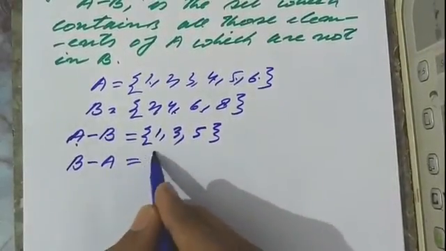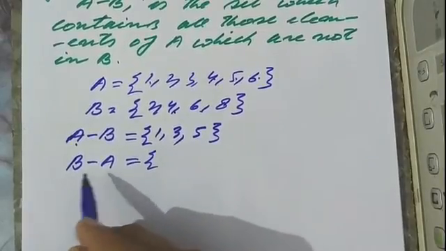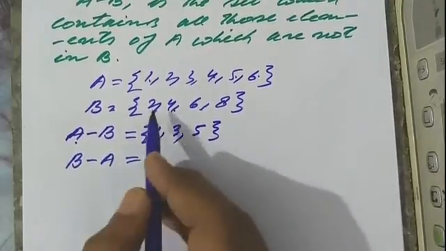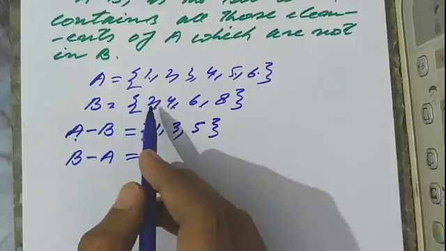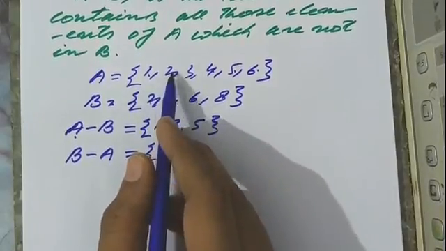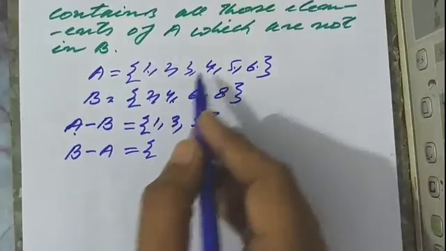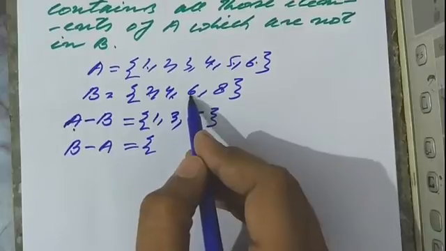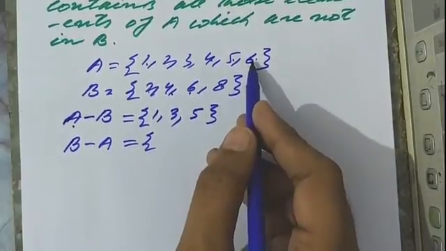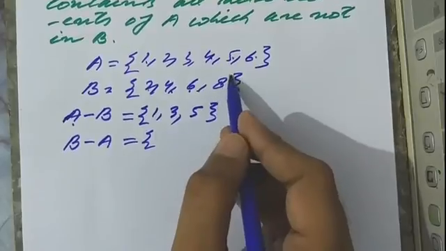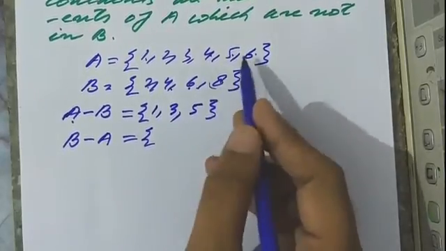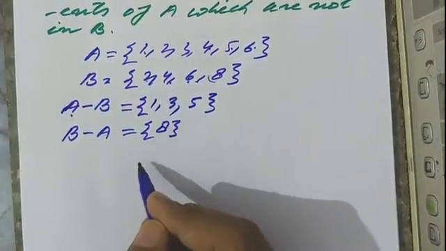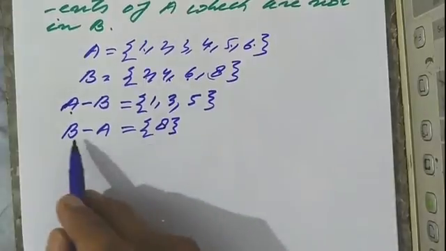Suppose now we have to find B minus A, so we have to check those elements of B which are not contained by A. So first element is 2 which is contained by A, so we have to exclude it. 4 is there in A, so we have to exclude it. 6 is also contained by A, so we have to exclude it as well. There is only one element, that is 8 in B, which is not contained in A, so we have to include only one element, 8. So this is B minus A.